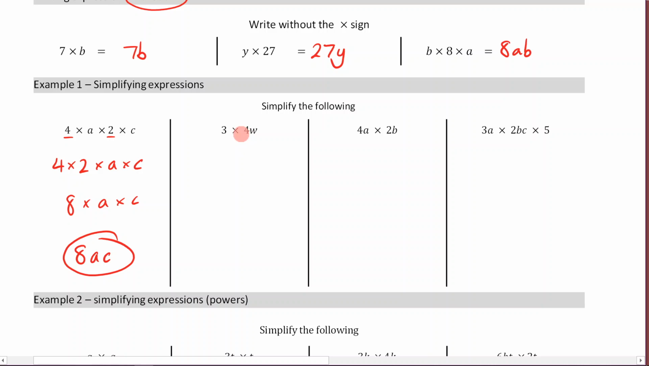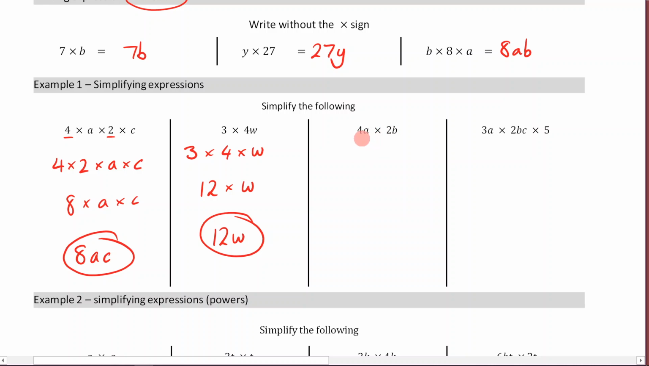Let's now do this one. If I wanted to, I could insert my multiplication symbols back in here. So it's 3 times 4 times w, because I know that between the 4 and the w is an invisible multiplication sign. Now 3 times 4 is 12, and then I could just write this as 12w. So as you can see here, what I did was I simply multiplied the numbers together and then put the pronumeral at the end.